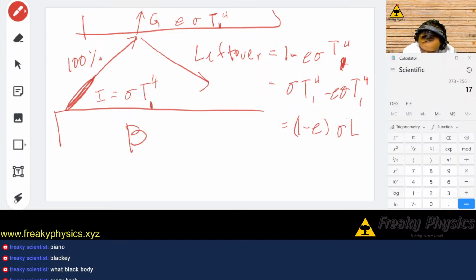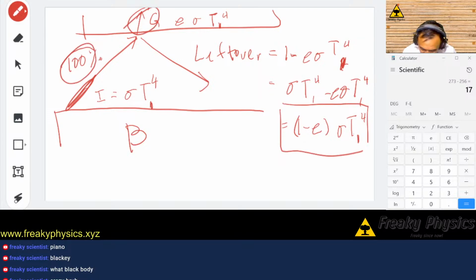Sigma T1 to the 4. Okay, so that's why the answer is that. Wait, what does this 1 minus E represent? This 1 minus E basically represents this minus this.